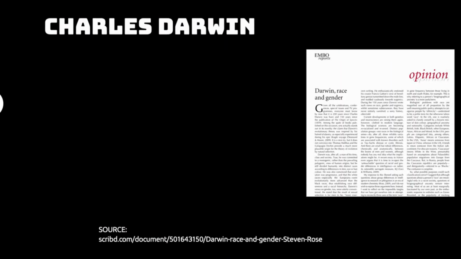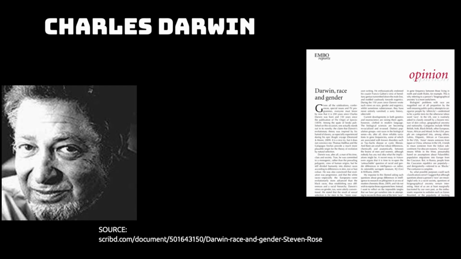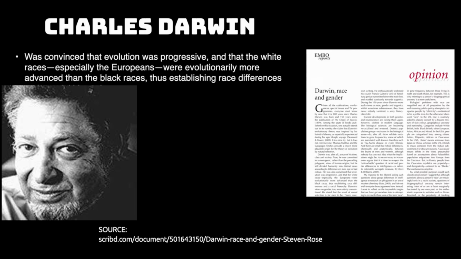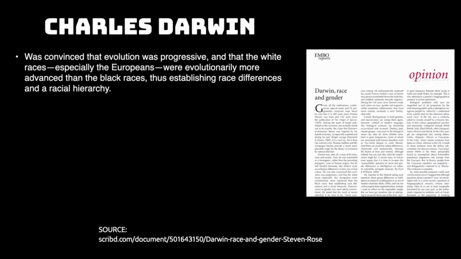This is from a piece called Darwin, Race, and Gender. And I have all the sources documented here below on the screen for you if you're watching. This paper was written by a guy named Stephen Rose, and he writes about how Darwin was convinced that evolution was progressive and that the white races, especially the Europeans, were more advanced than the black races, thus establishing race differences and a racial hierarchy.